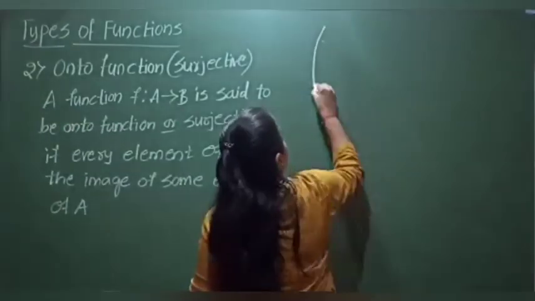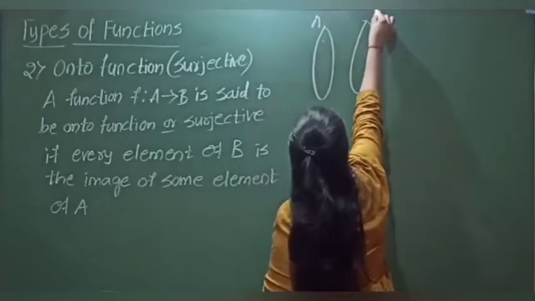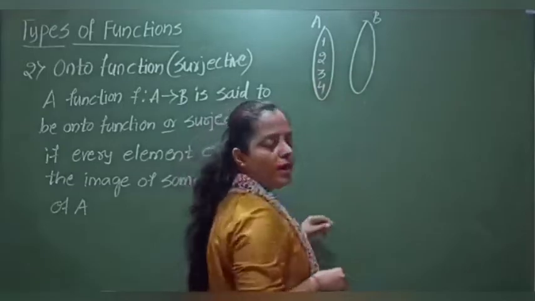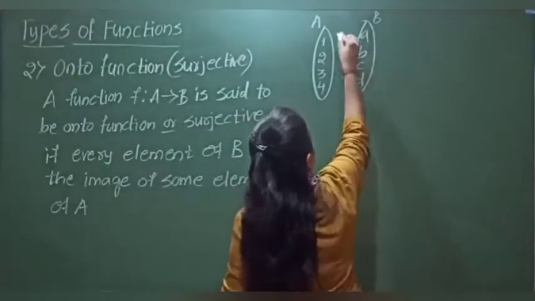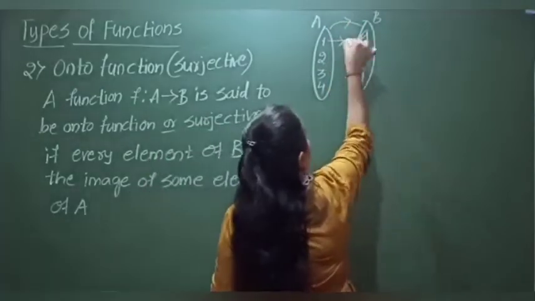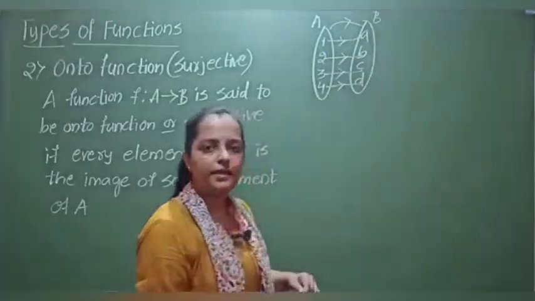So I'll take a function from set A to set B. A has 1, 2, 3, 4 and B has elements a, b, c, d. 1 is connected to a, 2 is connected to b, 3 is connected to c and 4 is connected to d.